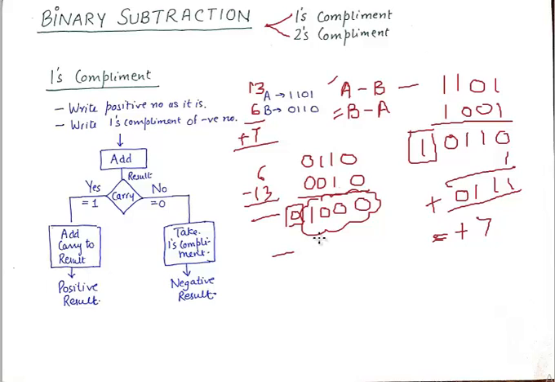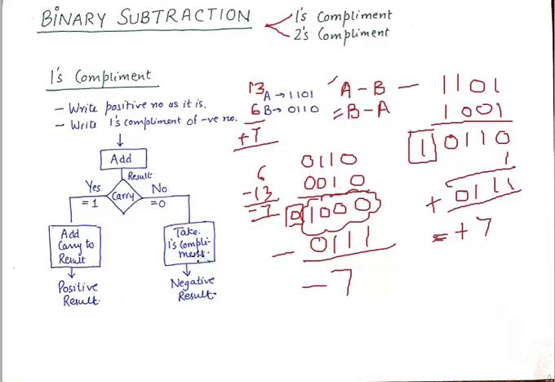So 1's complement of this would be 0 1 1 1, which is of course 7 with a negative sign, and this would have given us minus 7 anyhow also. So some important things that you need to remember: when you get a carry, the result is going to be positive, but you add that carry to the result to get the final value of the result.